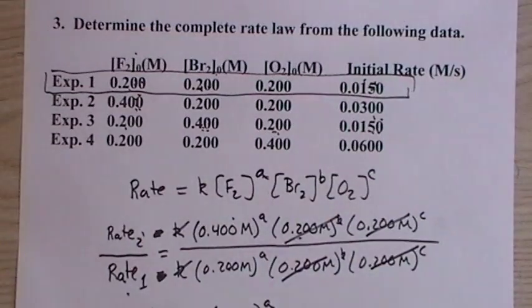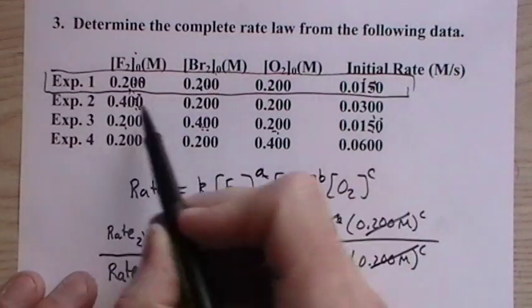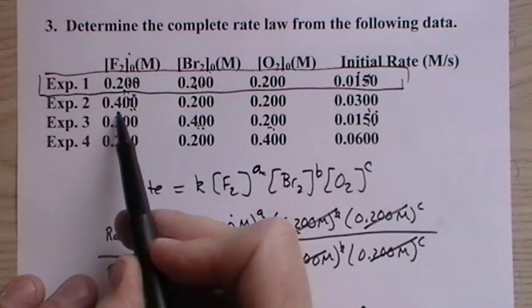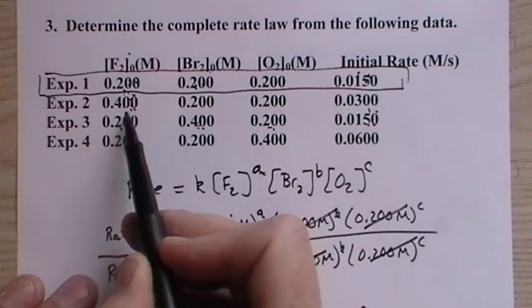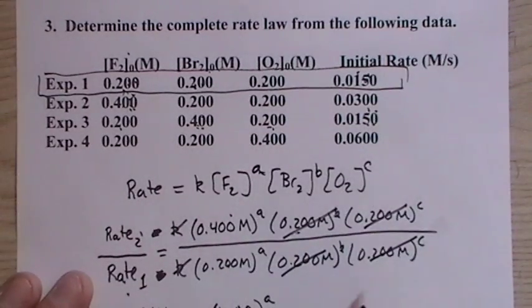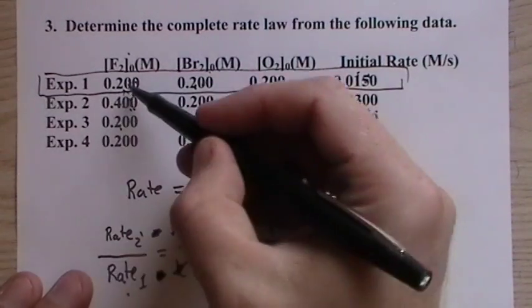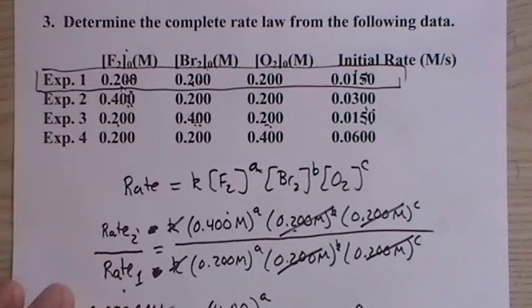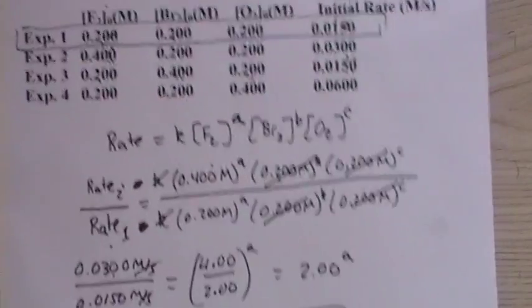But we could use any, and you don't even have to use these values. You just have to make sure that you change only one at a time. If you wanted to change this to 0.715, it'd be a nightmare to do, but you could do it out mathematically and get the right answer. But we do it this way. By doubling it, we can then just look at the rates and figure out the exponents.